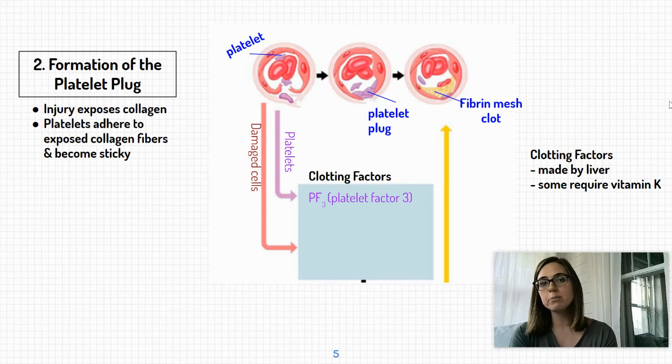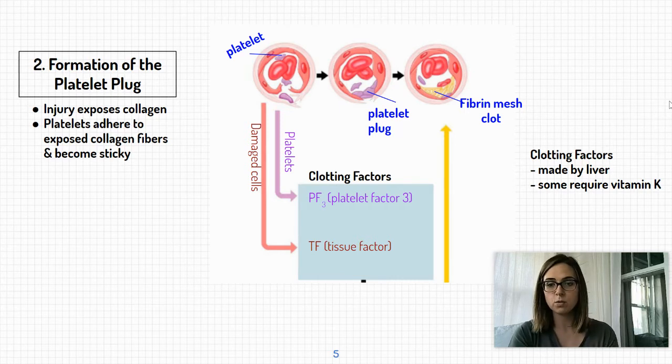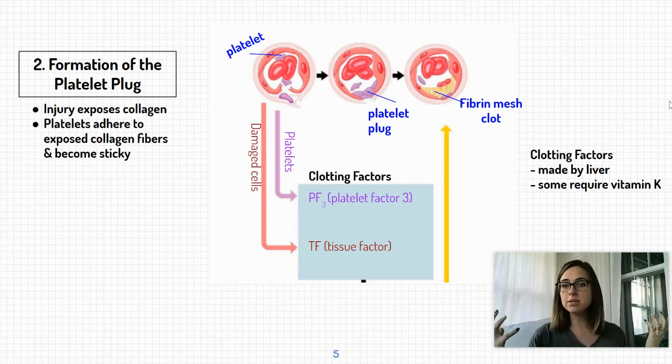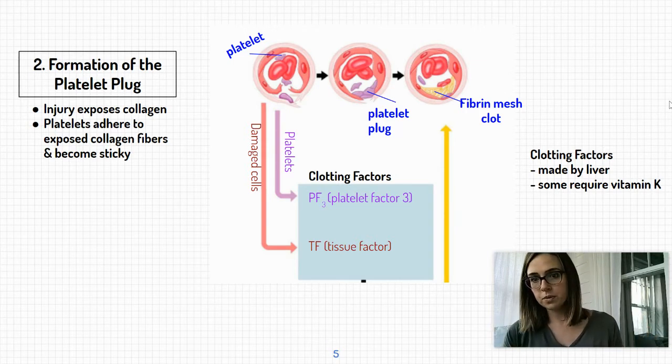And then also the ruptured cells, so you see the red cells that were lining the blood vessel, they might be the muscle cells or the epithelial cells that are on the very outside of our blood vessel. Those damaged cells release another clotting factor called tissue factor, or TF for short. So the damaged cells are releasing their own chemicals, and these turn into clotting factors.